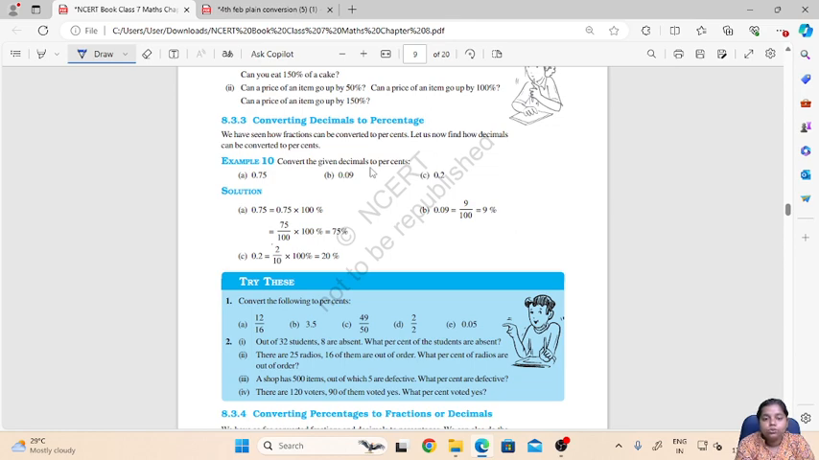What do you do now? When you have to convert decimals to percentage, just shift the decimal 2 points to the right, and that will be the percentage. When you have to convert decimals to percent, just shift the decimal 2 places, and that will be your answer.